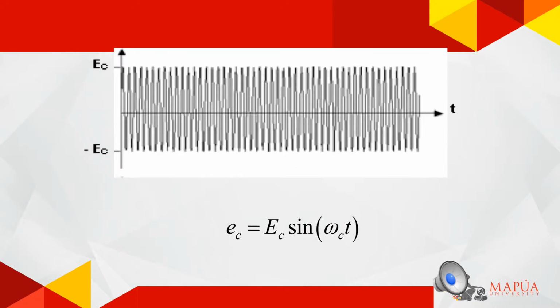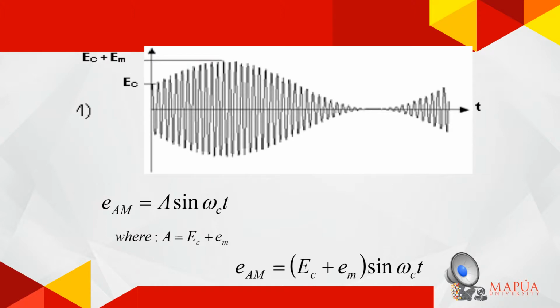Similarly, for the carrier signal, we take the instantaneous value of the carrier signal, which is represented as a small e sub c, equal to the amplitude of the carrier signal, E sub c, sine omega c t. And again, omega c can be written as 2 pi f c, where f c is the frequency of the carrier. And for AM, we can write the instantaneous value of AM equal to the amplitude of AM sine omega c t.